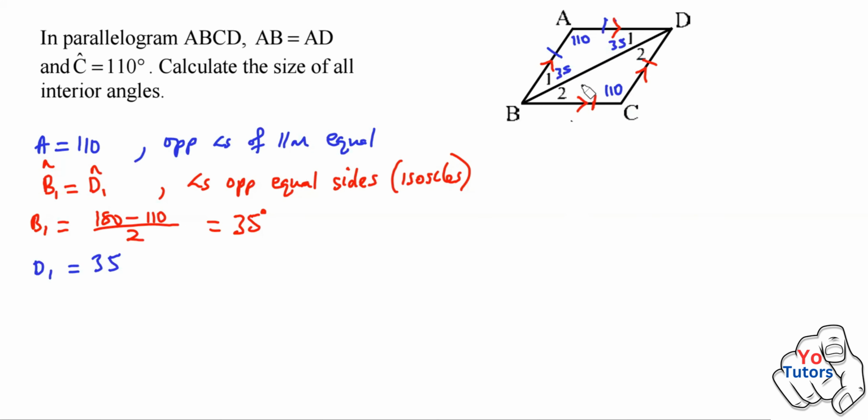Then what can we also say? That B2 will be equal to 35. Why are we saying B2 is equal to 35? Let me put it in this way. Let me put it like this. B2 is equal to D1, which is equal to 35. So now we have B2. Let me not write it together like that. It's therefore B2 is equal to 35. Why are we saying B2 is equal to D1? Alternate angles.